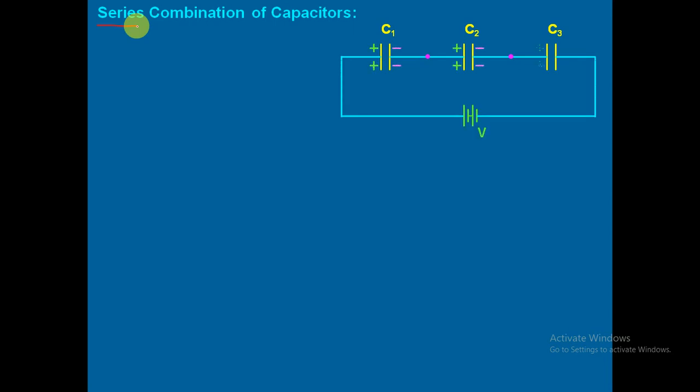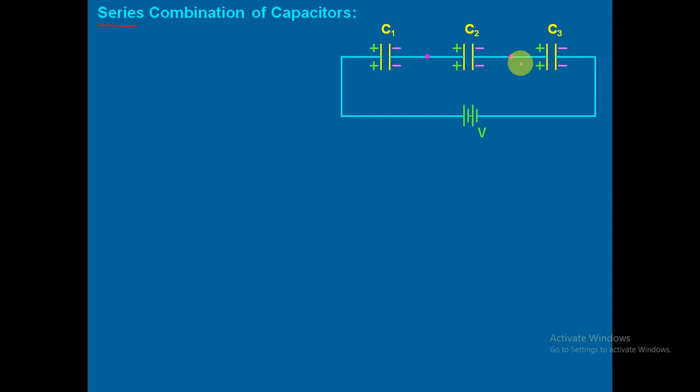Now let us consider, for giving them charge, we have used the battery whose potential is V. From here, charge Q will travel and it will get positive charge. Equal charge will develop here because this negative charge is coming from here only. So the same positive and the same negative will appear here, and using the same concept, the same positive and negative will appear here. So in all three capacitors, the same charge would develop when they are combined in series.